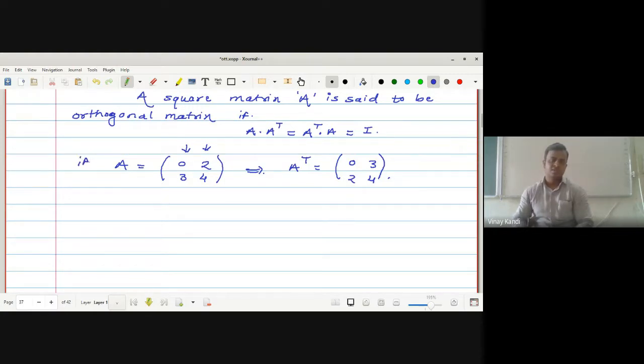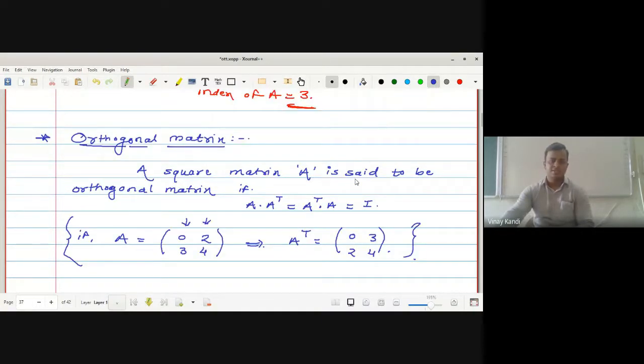So what is an orthogonal matrix? A square matrix A is said to be orthogonal if A into A transpose is equal to A transpose into A is equal to I. What is I? Identity matrix. Any doubt in the definition?